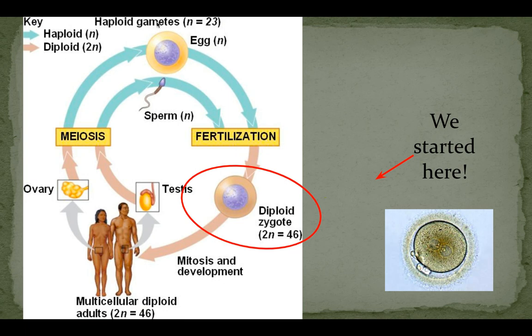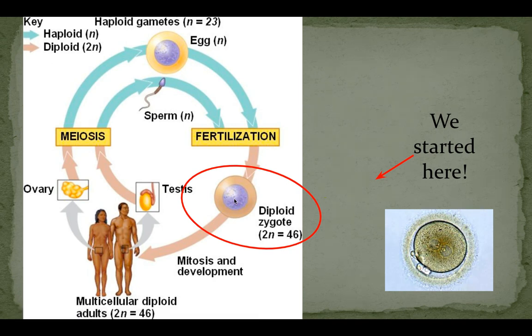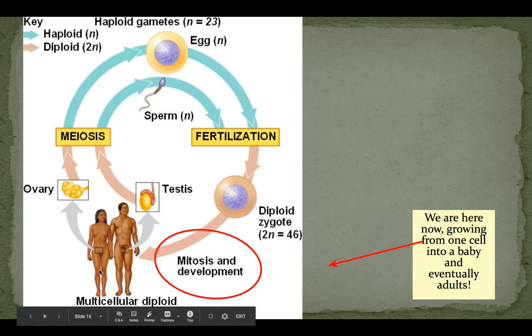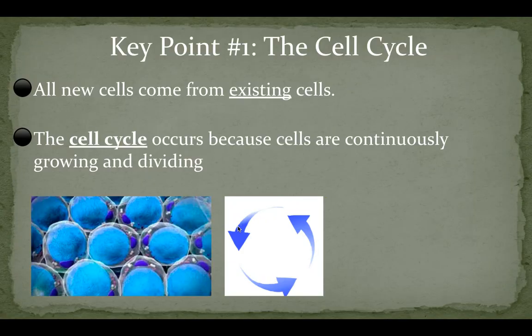Okay, so here is human life cycle, basically. Here's that zygote we were talking about. That's where we started. And this is where we are now, growing from that 1 cell into a baby, into a child, and then an adolescent, and then eventually adults. So here we are, this arrow, this is mitosis and development. All right, and here's the beginning of our Cornell notes. So key point number 1, the cell cycle. All new cells come from existing cells. You will remember this from when we learned about cell theory. Cells can only come from existing living cells. They don't pop out of nowhere, out of non-living things. They come from existing cells.